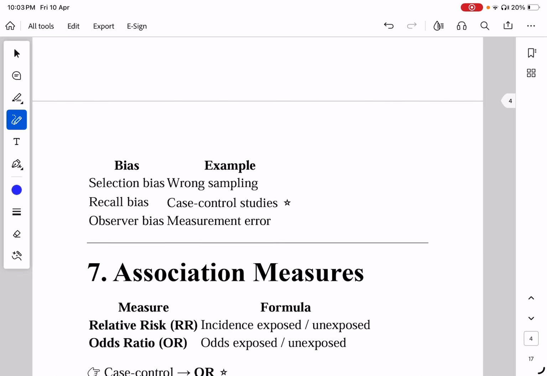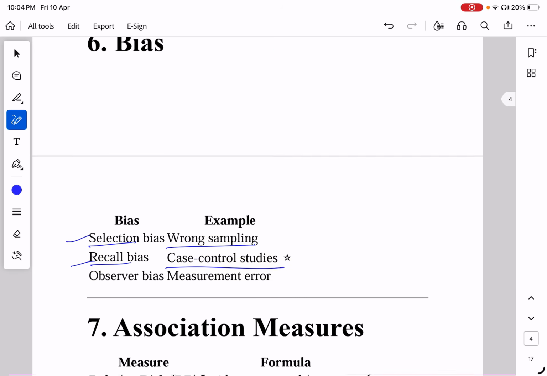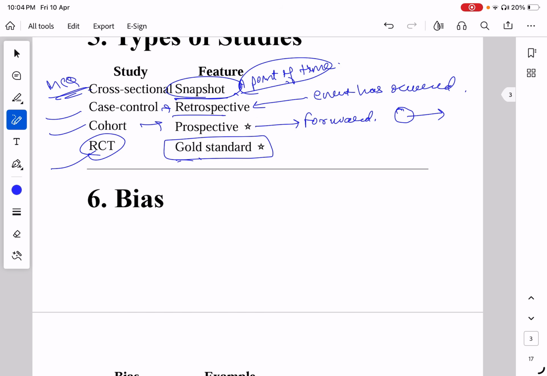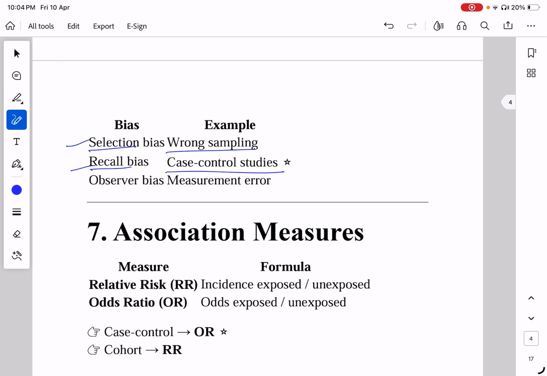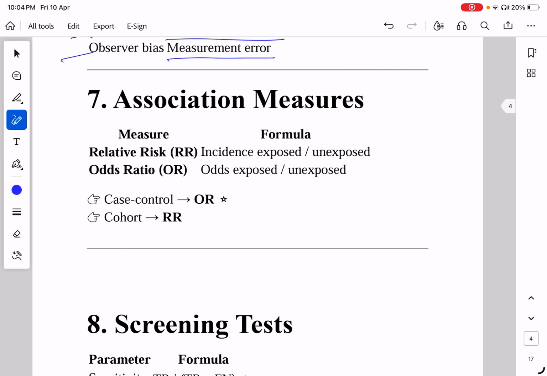Now bias, examples of bias: selection bias, wrong sampling, recall bias in case control studies. Recall bias is common in case control studies because why? What to recall? You are doing retrospective, so you have to recall the patients, you have to recall the events. And observer bias in measurement error. Association measures are relative risk and odds ratio. These are the two measures of association. So how relative risk is calculated is very important. MCQ can be asked, numerical questions can be asked.